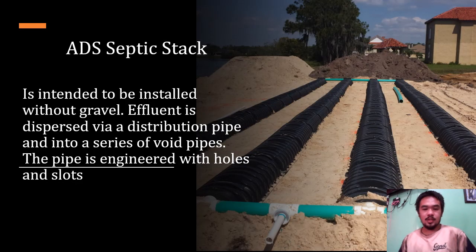And the last one is the ADS septic tank. As you can see in the picture, it is intended to be installed without gravel. Effluent is dispersed via a distribution pipe and into a series of void pipes. The pipe is engineered with holes and slots for letting the water flow.